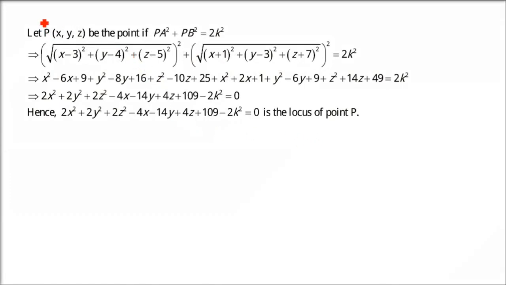Now the next question is question number 17. Now important is this is NCERT question, and whichever question which are coming, we have already done that. NCERT questions. So find the locus of P if PA square plus PB square equals 2K square, where A and B are the points 3, 4, 5 and minus 1, 3 and minus 7. So here we have a point A which is this one. B point is minus 1, 3 and minus 7. So don't worry about these points. Just worry about the concept because this question will come again and again.